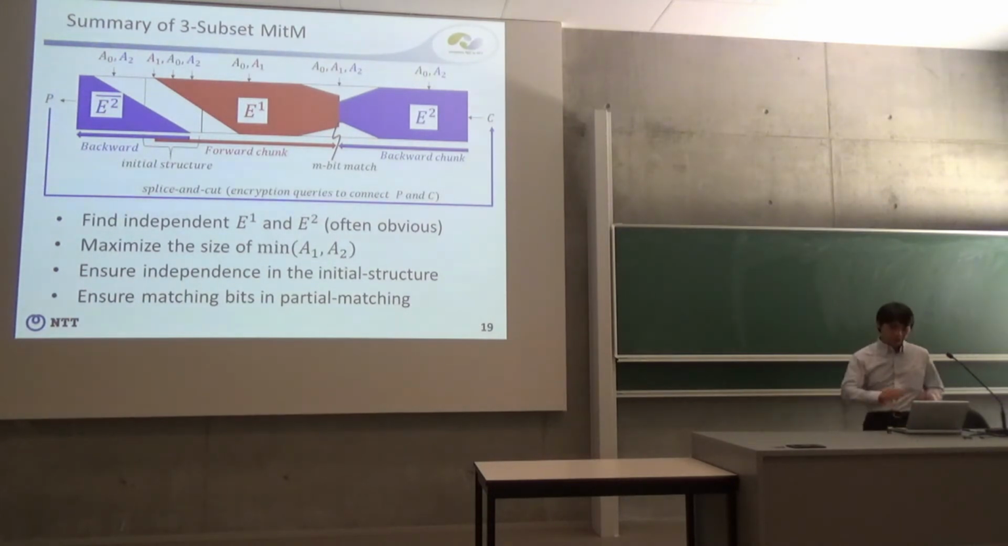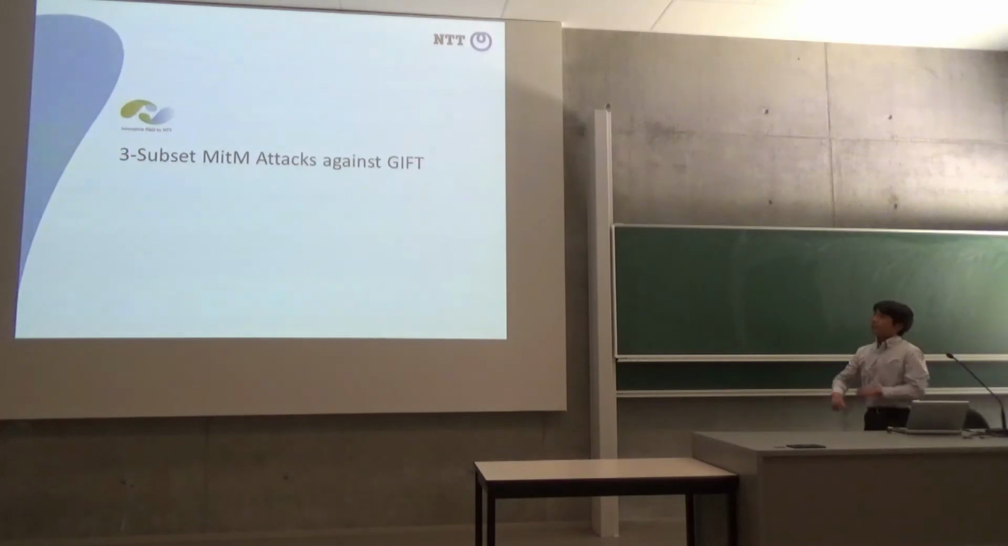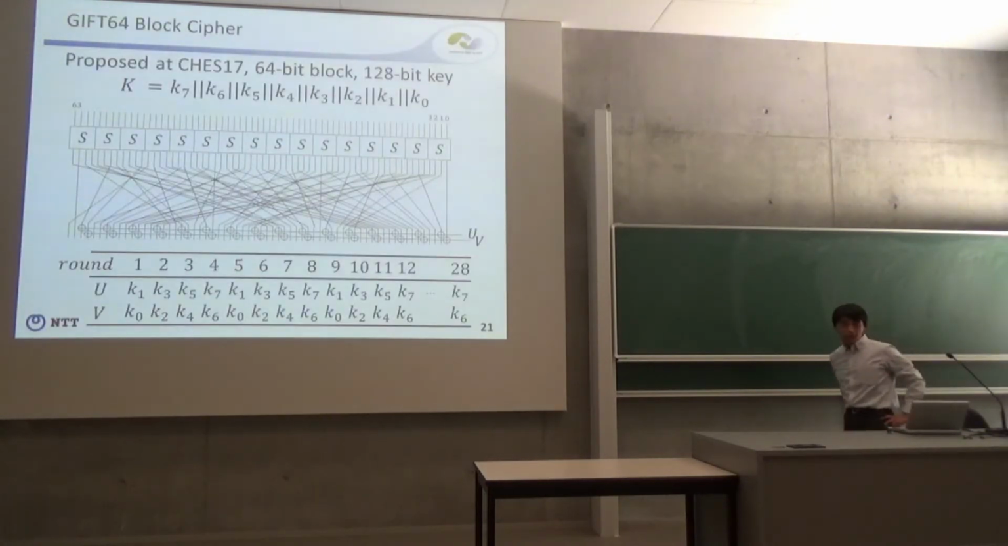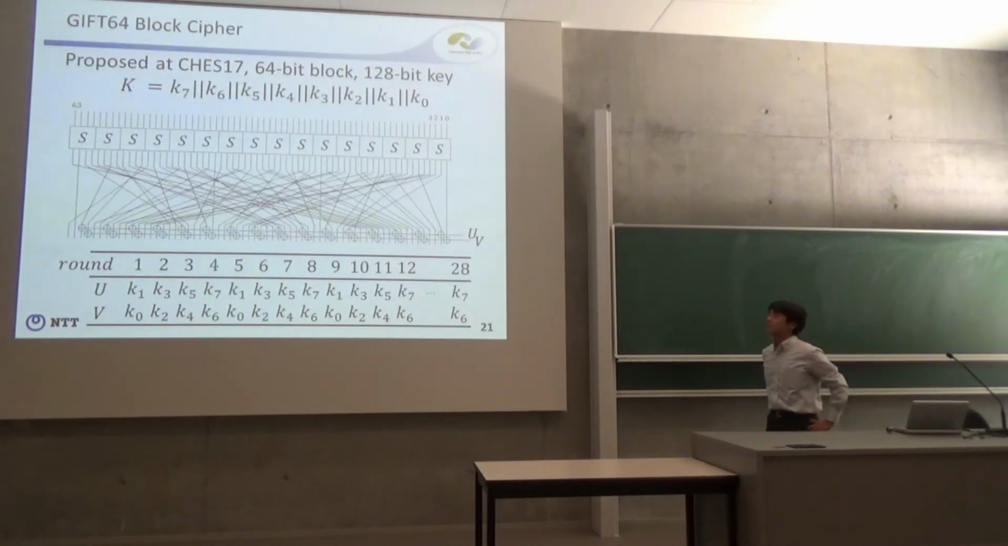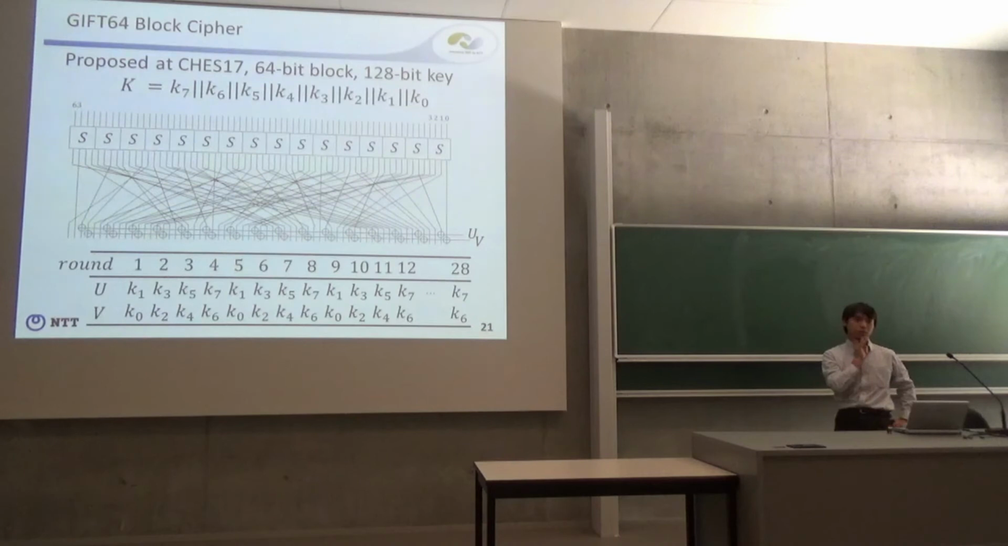So that's the requirement for the three subset meet in the middle attack. Okay, so let's check the three subset meet in the middle attacks against GIFT. First I'd like to show you the overview of the GIFT block cipher. It's like PRESENT, a PRESENT-like cipher.